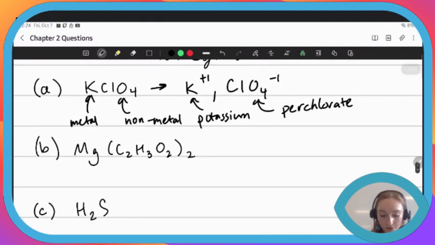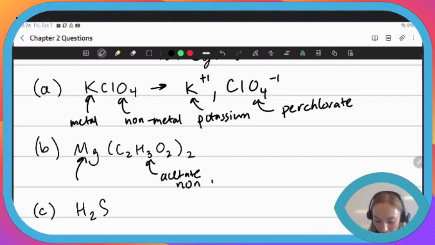Okay, now moving on to B. So we have this thing here and this thing here, and the thing on the right, if you've noticed it before, this is what acetate is, and acetate is a non-metal, and that on the left is magnesium, and magnesium is a metal.